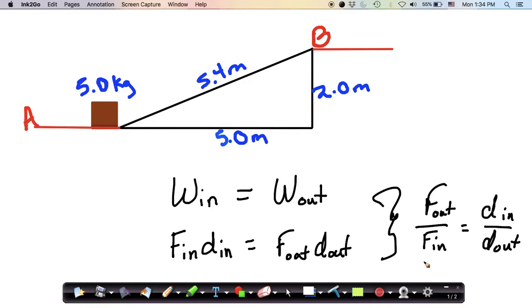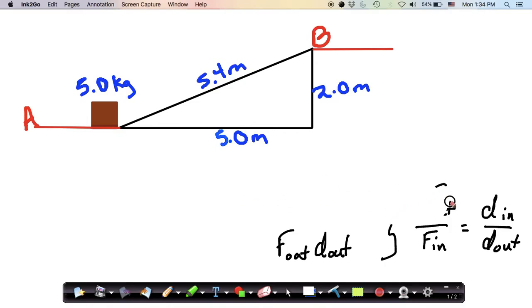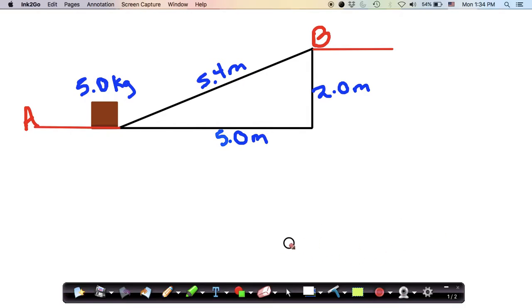Let's take a look at how exactly the inclined plane helps us with our task of moving our 5 kilogram box from position A to position B. The inclined plane, like all simple machines, has the ability to multiply forces. The amount of multiplication that you get for a particular simple machine is quantified by that machine's mechanical advantage. Let's assume ideal conditions here to start out. Let's assume there's no friction on this inclined plane.